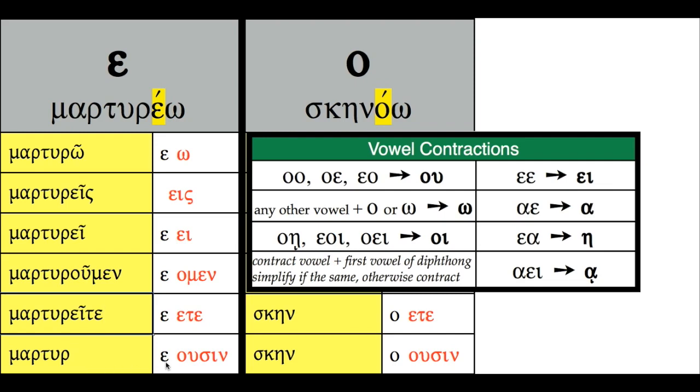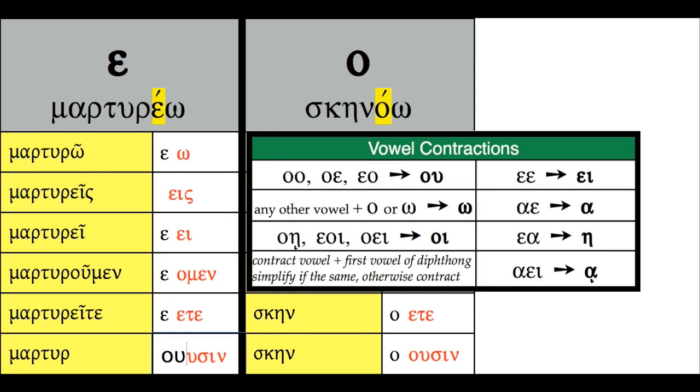And then down here, eusin. Once again, we have a diphthong here, right? This ou. So, okay, we look at the first vowel. What happens to epsilon omicron? It becomes ou. Okay, and then once we have ou there, what do we do with this extra u? We just drop it. And so we wind up with something that looks like this, martyrousi.